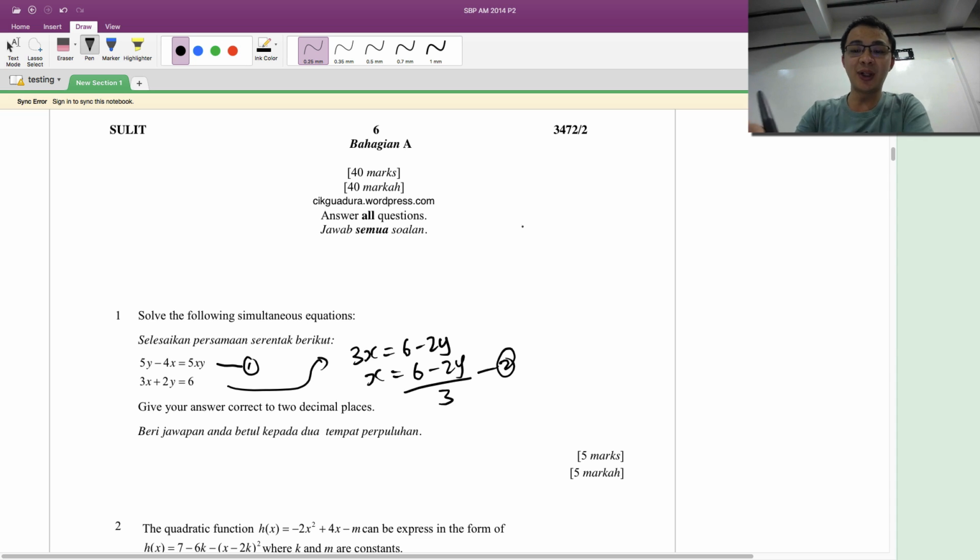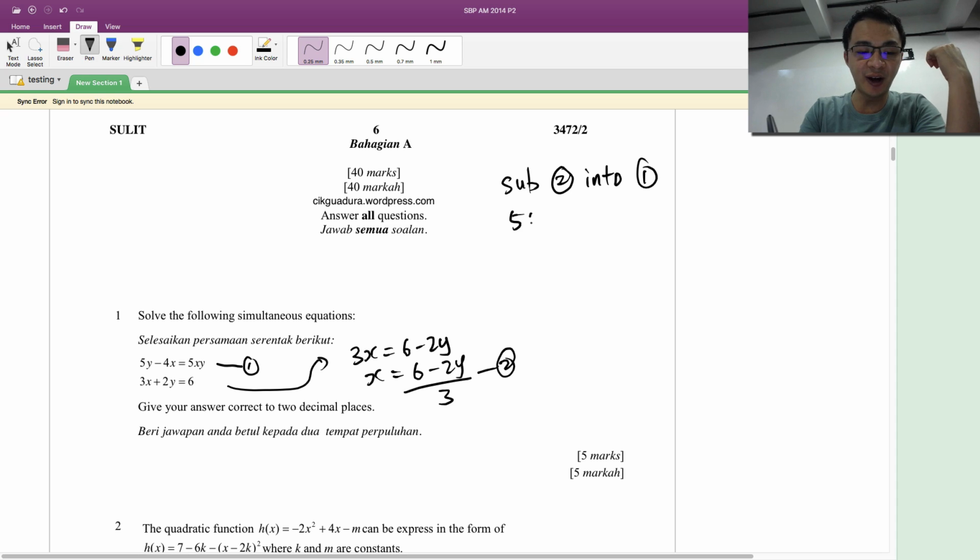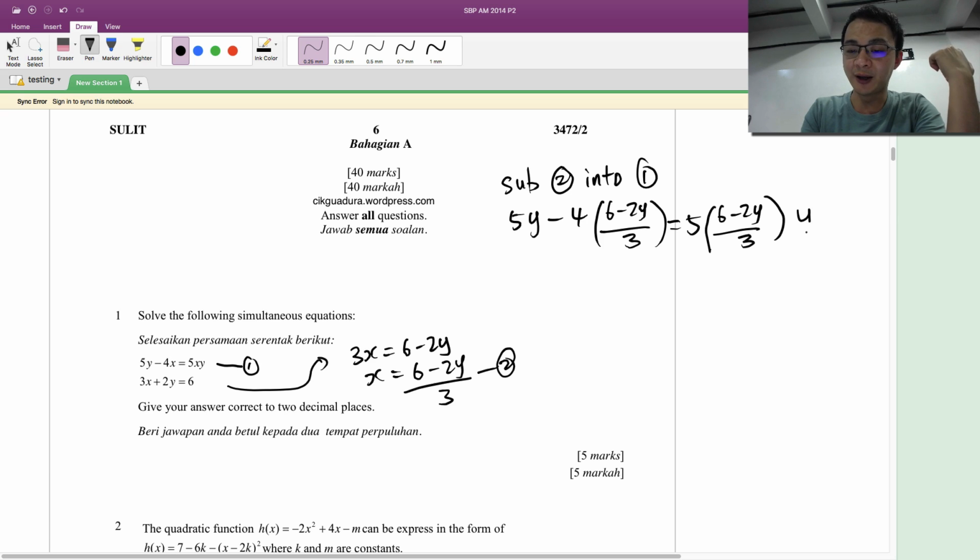Then what I do next is I will substitute the second equation into my first equation. So I just do a substitution. 5y minus 4x, my x will be 6 minus 2y over 3, equals 5xy, which is 6 minus 2y over 3 multiplied by y. This is how we do the substitution. Over here we just need to simplify this one.